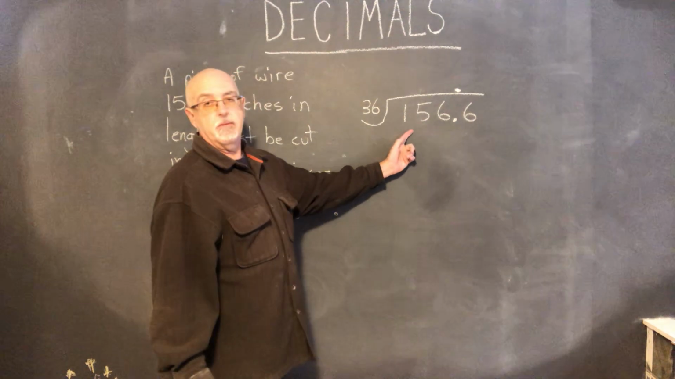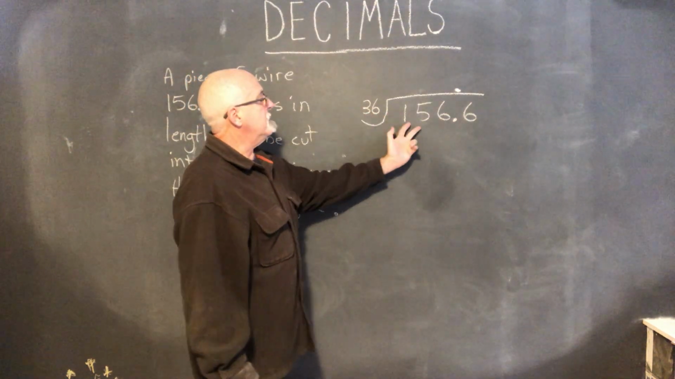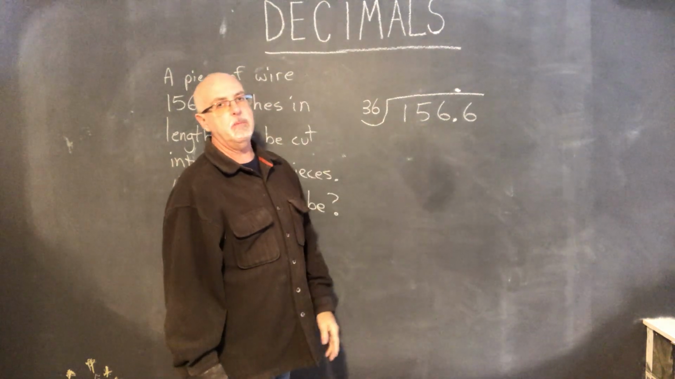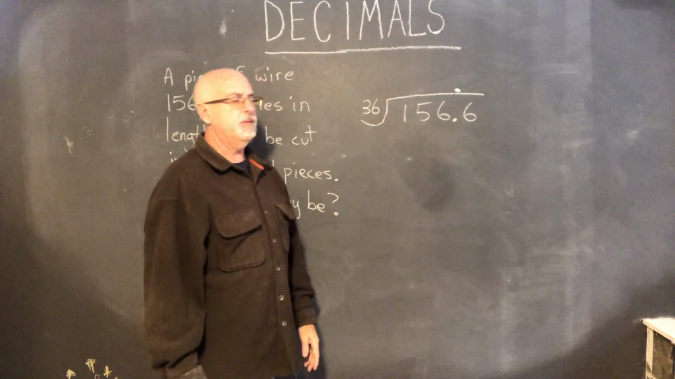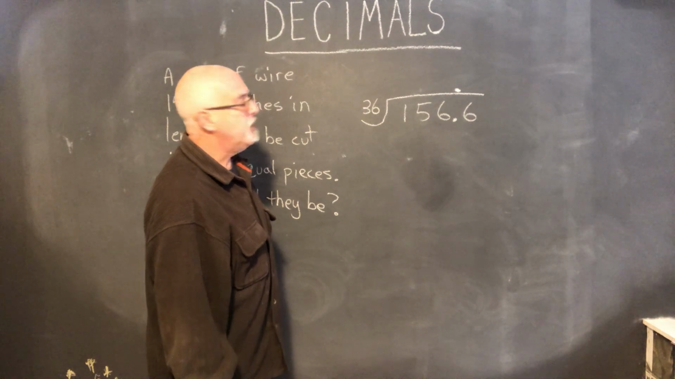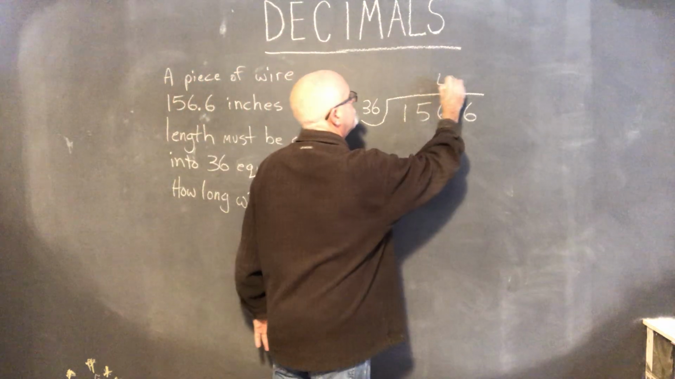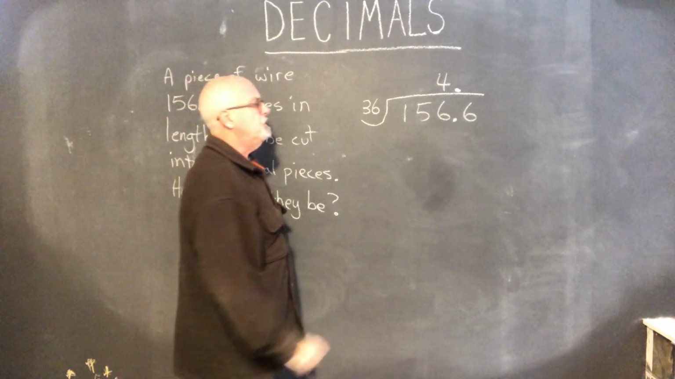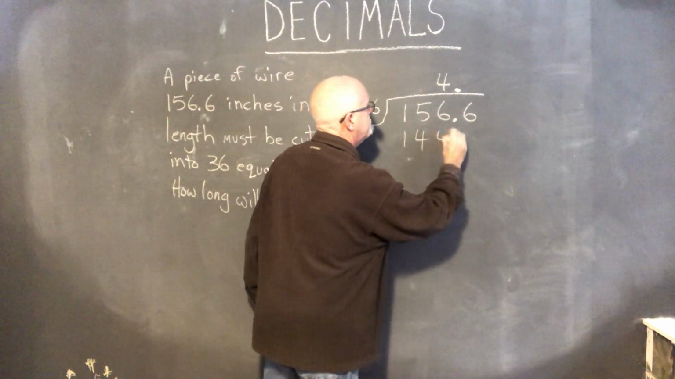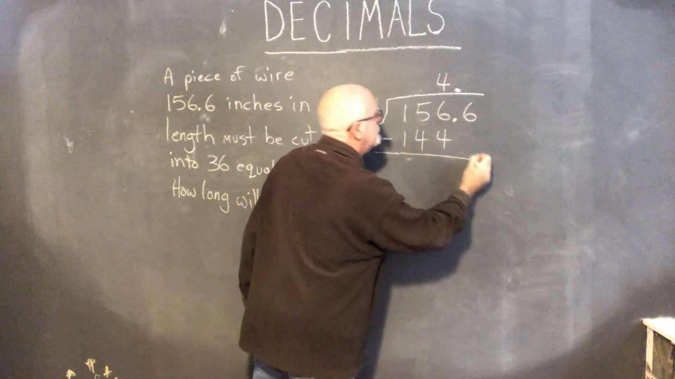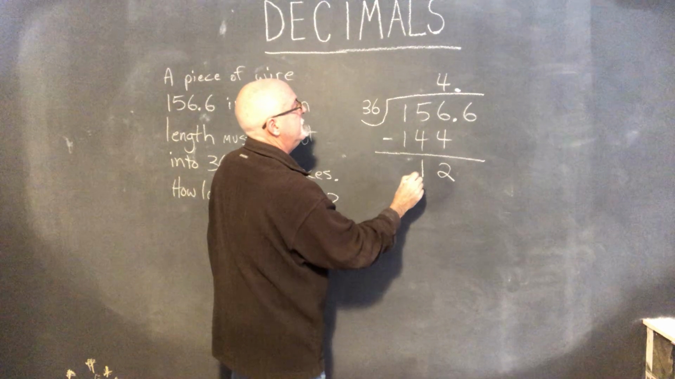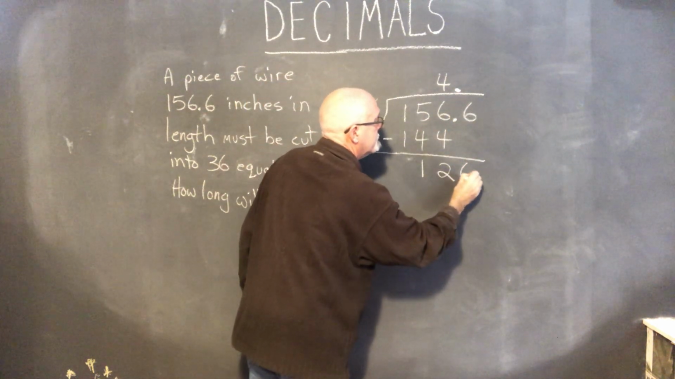Okay, 36 doesn't fit into 1. 36 doesn't fit into 15. But yes, 36 will fit into 156. How many times? I don't think it's going to fit 5 times. Nope, 4 times. 4 times 36, that's 72 times 2, 144. Subtracting, that's 2. That's 1, and then I have to carry down this 6.